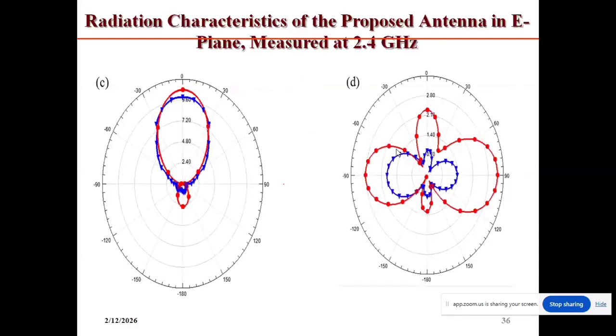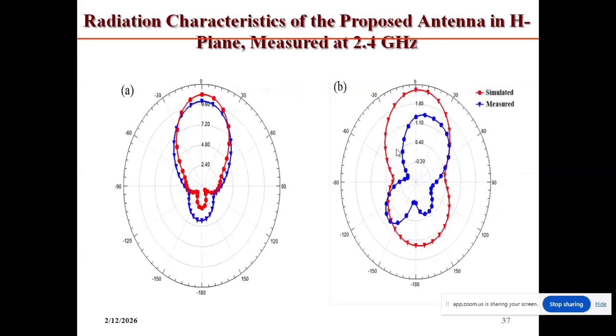This is the radiation pattern of the proposed designed antenna. There is the E-plane pattern, that is the co and cross polarization. The antenna achieves very good radiation for the desired frequency, that is 2.4 GHz. This is the H-plane pattern, that is the radiation pattern of the proposed antenna at 2.4 GHz.